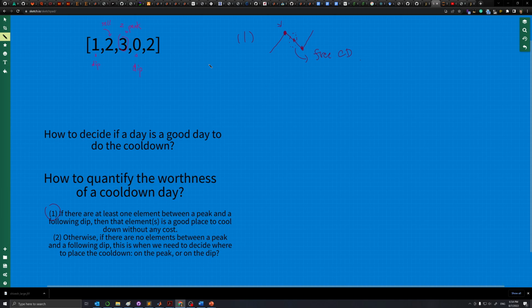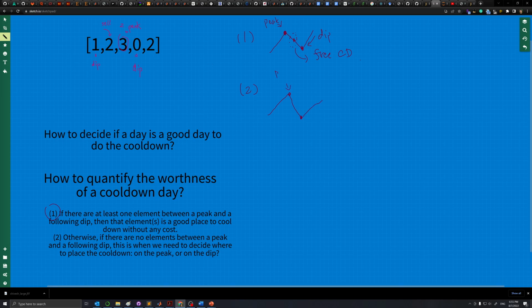Because this is a peak and this is a dip. You can just take advantage of that free cooldown between the peak and the dip. Second scenario is where the peak and the dip are back to back, right?